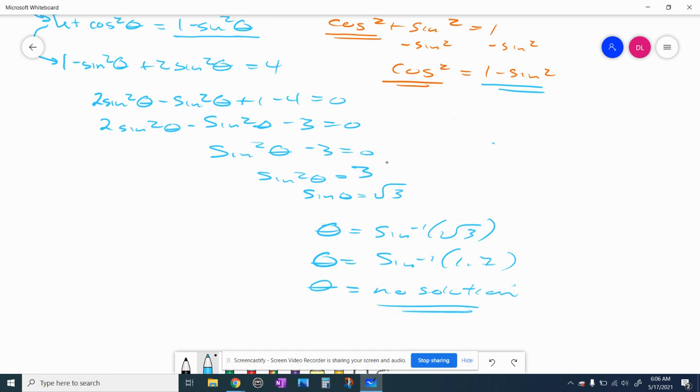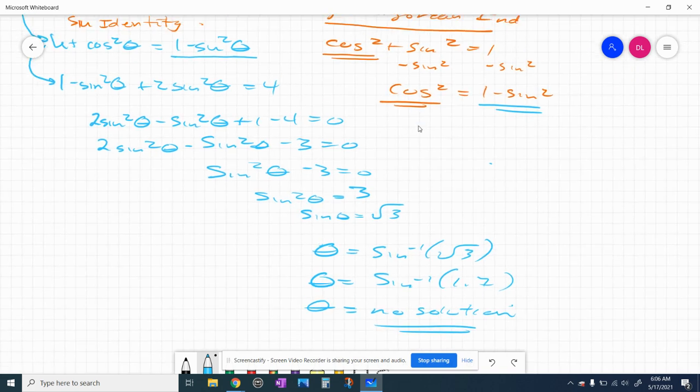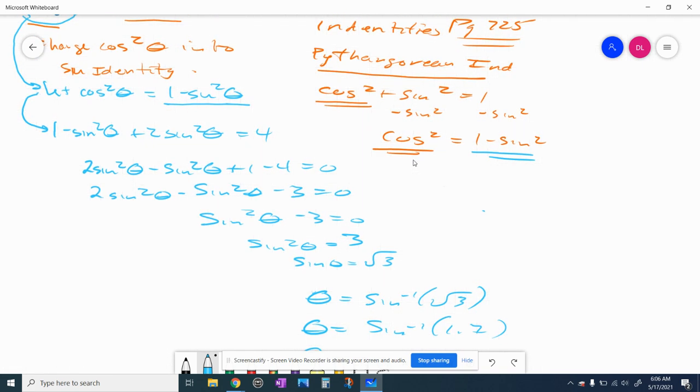The biggest thing I want you guys to understand is that you have the ability to change things using your Pythagorean identities. These are the things you've got to work with on page 725, so make sure you look at that, and we'll do some more examples in the second one.